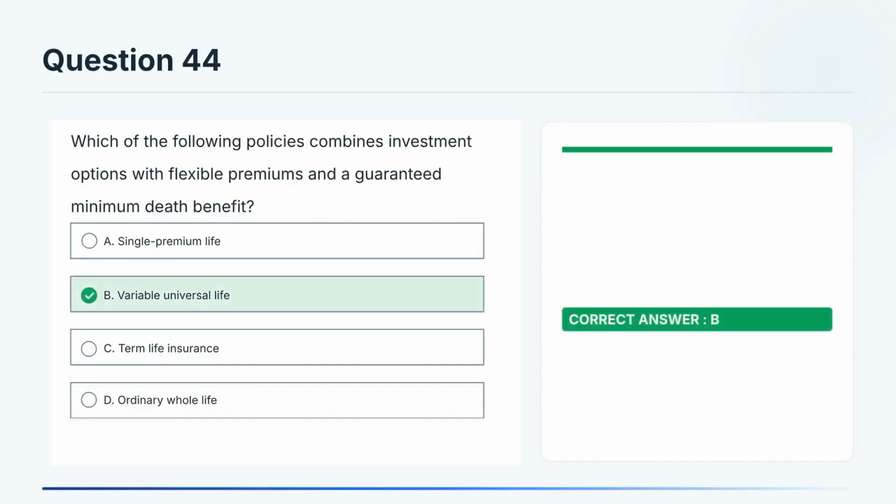The correct answer is B. Variable universal life. Question 45.